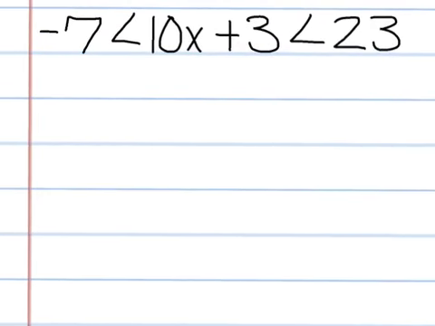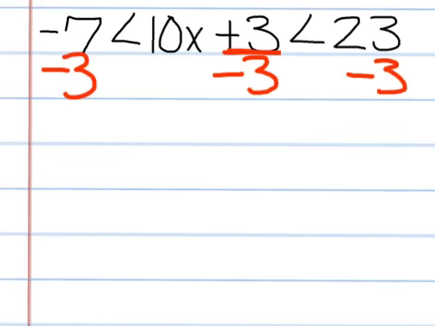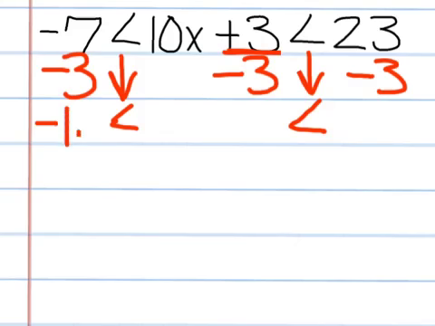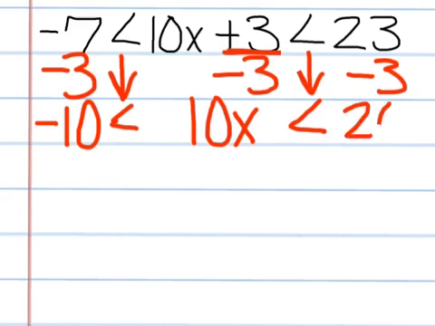Okay, we'll do another example. We have negative 7 is less than 10x plus 3, which is less than 23. What's the first thing we're going to do? Subtract 3. Right, we want to get rid of this positive 3 first. It's positive, which means we're going to subtract 3. If we do it to the middle, we need to do it to all sides. Bring down our inequalities. Negative 7 minus 3 is negative 10. In the middle, we'll just have 10x. And on the right, 23 minus 3 is 20.